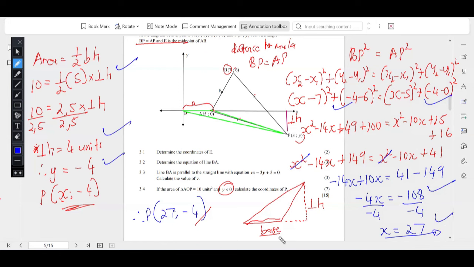So if you had only done up until this point, you only found y, then you have 3 out of 7. So which is not very bad. At least you walked out with something. But then always aim to get all the questions correct if you are able to.